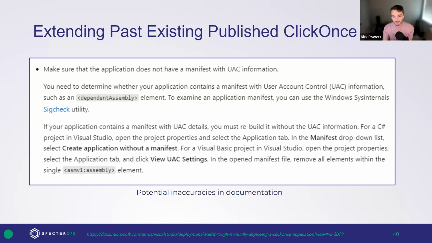We thought we knew, and then we figured out that wasn't actually it. And it took a long time to dig down to what the actual answer was. And some of the documentation kind of led us astray in that regard. This example here says, if your application contains a manifest with UAC details, you must rebuild it without UAC information. This actually ended up not being the case.